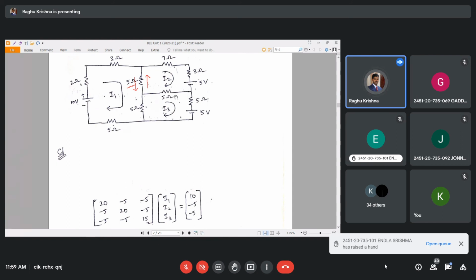Next, 2 and 3. So what is the common? This 5 ohms is the common. See the current I2 in this direction, I3 in this opposite direction. So currents are opposite, so you take -5.